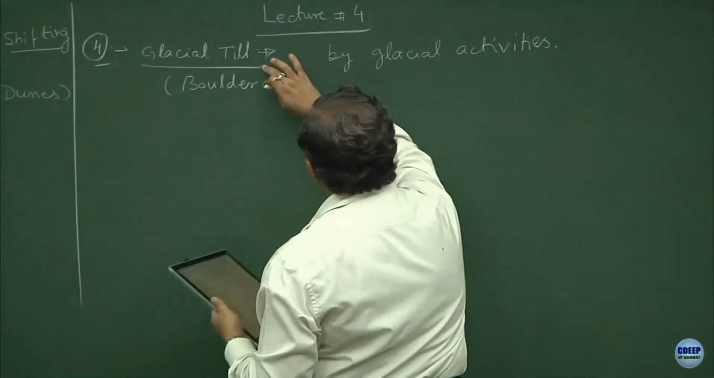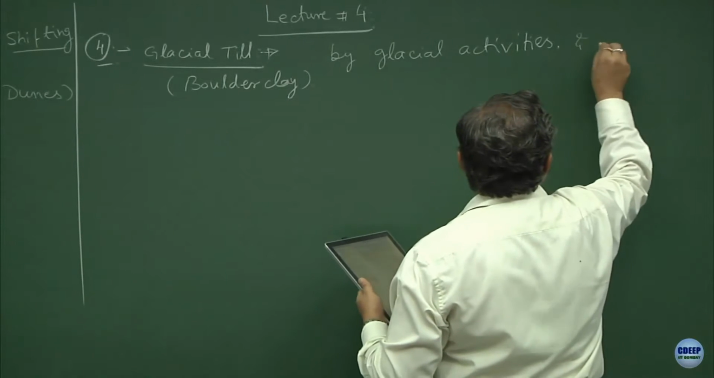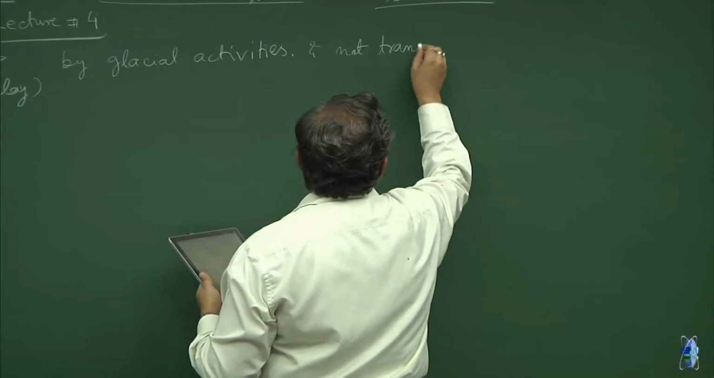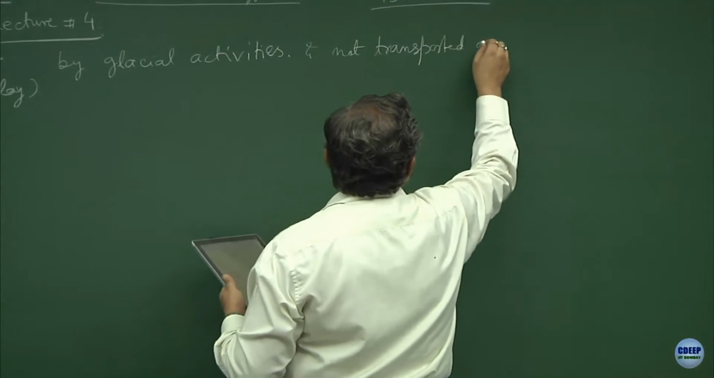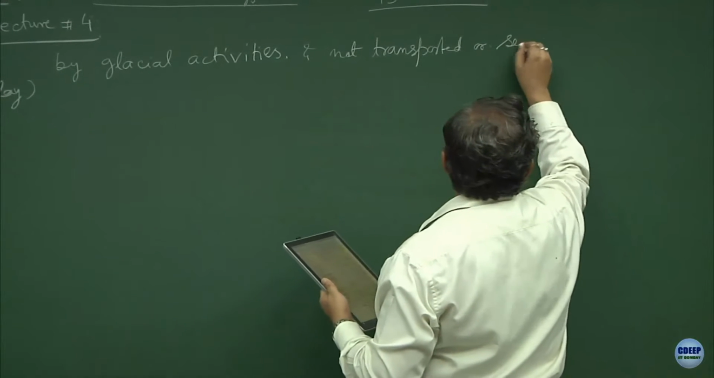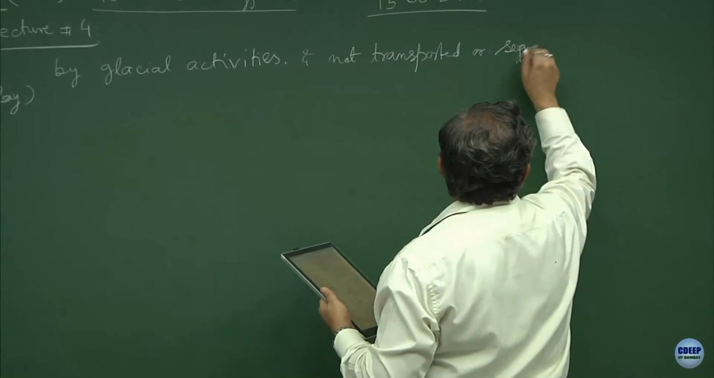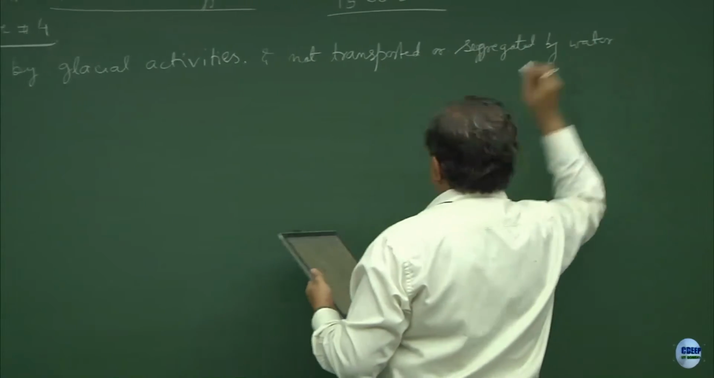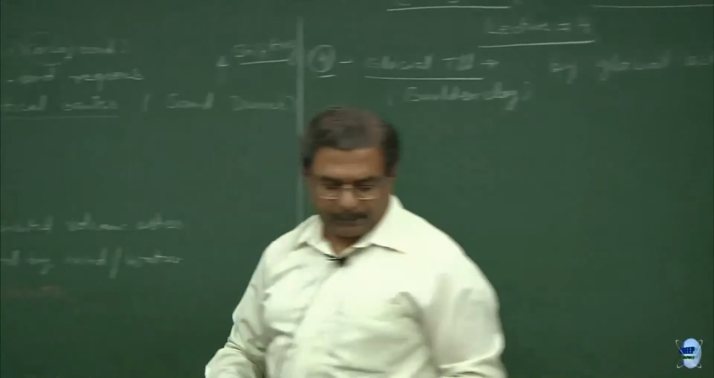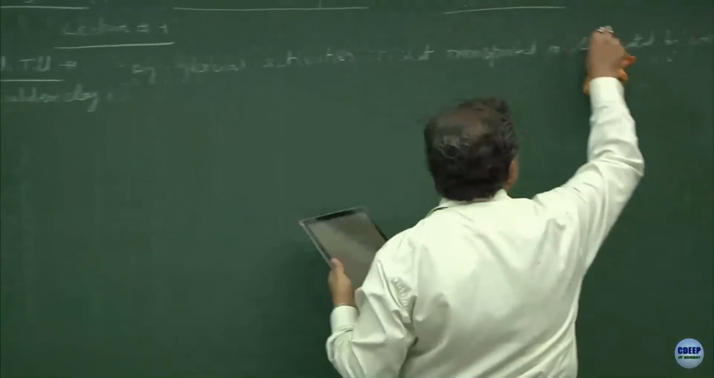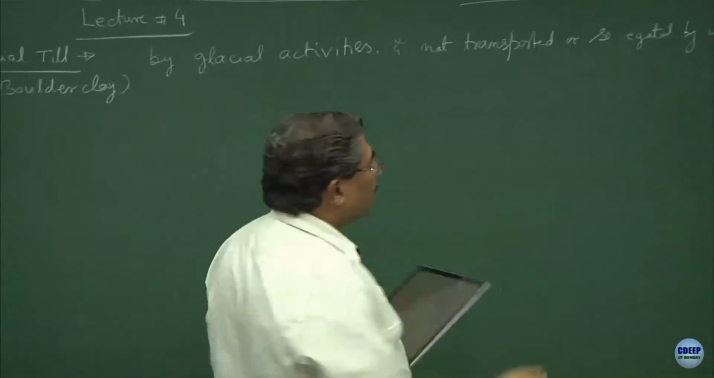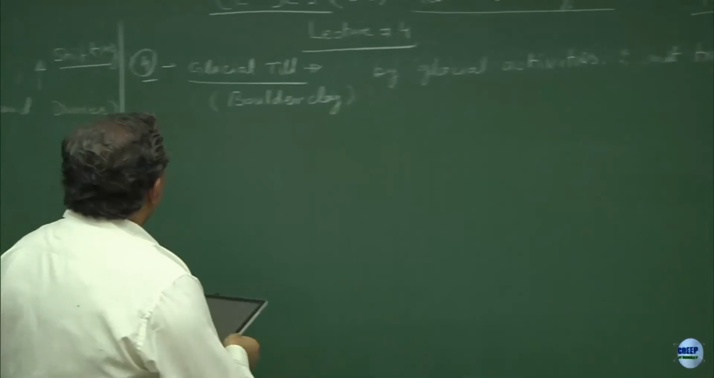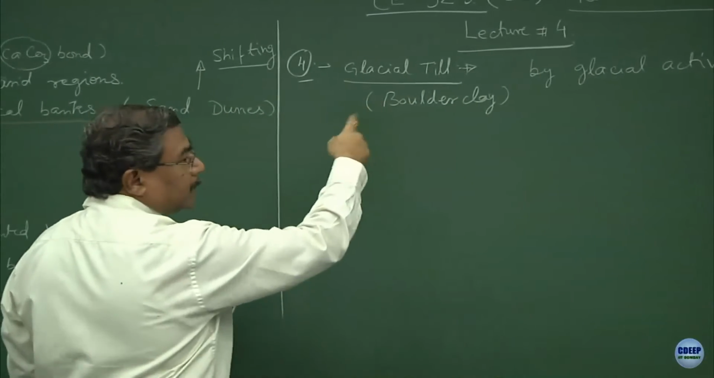So, these glacial tills are formed by the glacial activities and not transported or segregated by water. Very difficult deposits of the soils to handle.